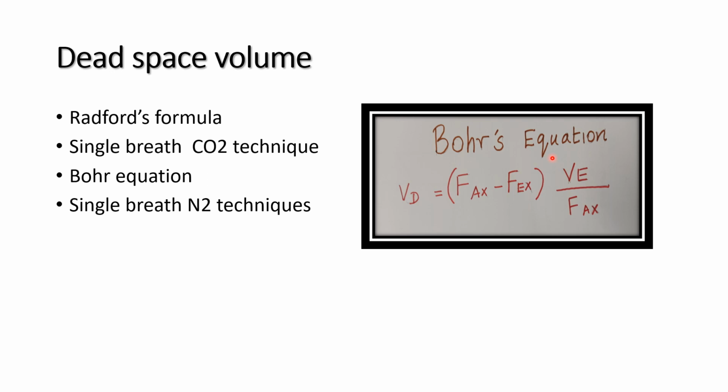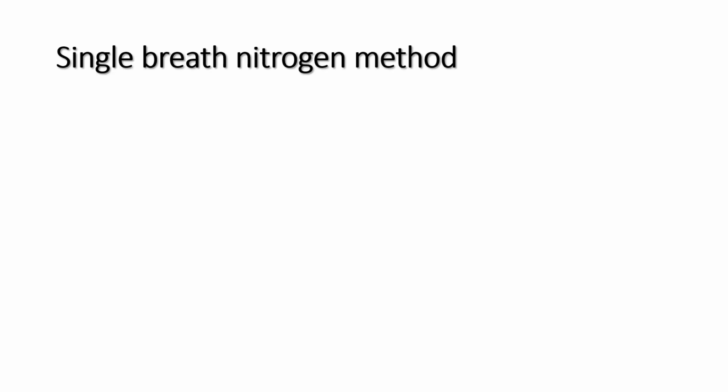The single breath nitrogen technique is another technique. It is used for measuring the anatomical dead space volume. Another name is Fowler's method. In this method, normal air contains nitrogen, so first we ask the subject to take 2-3 breaths of normal air, then we ask the subject to take 100% oxygen.